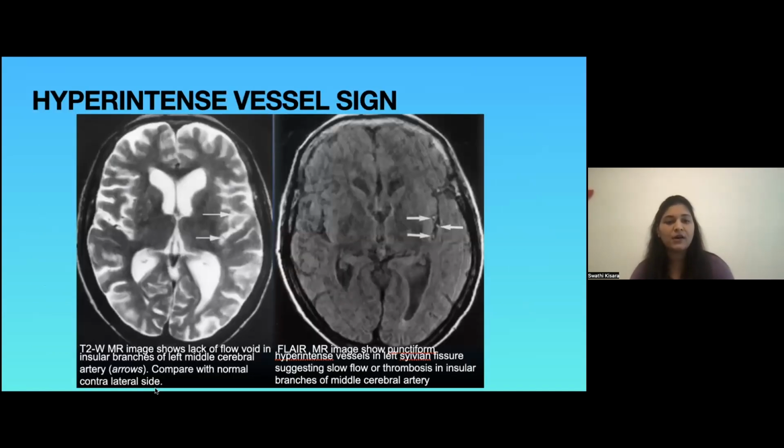This is the axial T2 weighted MR image showing hyperintense vessel sign. The normal vessels will show a flow void here on the right side, whereas in acute stroke, the T2 weighted images show lack of that flow void. And this is the corresponding FLAIR MR image showing punctiform hyperintense vessels in the left sylvian fissure, suggesting slow flow or thrombus in insular branches of middle cerebral artery. So this is the hyperintense vessel sign.